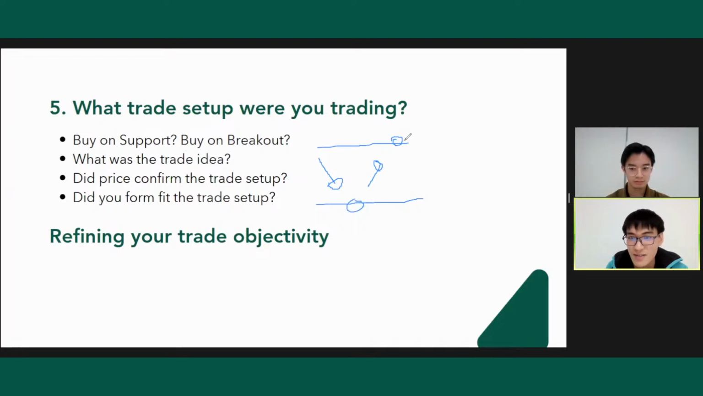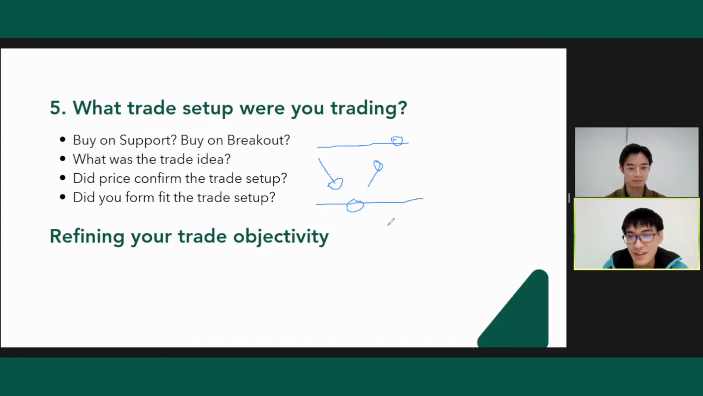So that's something you have to consider. Did price confirm the trade setup? Because maybe price didn't even hit resistance but you already bought way too early. Then you're not following your trade setup, which is a buy on breakout. Or maybe you're trading a buy on support, but it's not even at support yet, but you bought already because of your itchy hands, right? So that's something. Next is, did you form fit the trade setup?